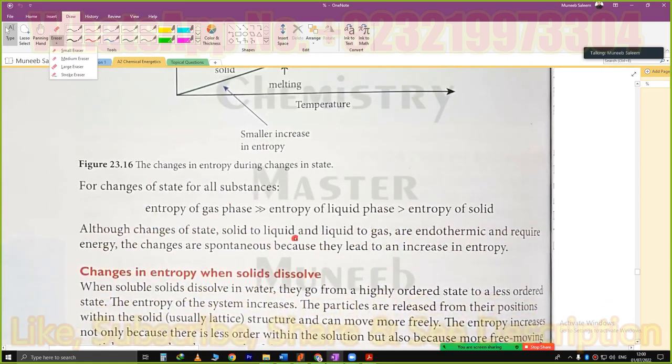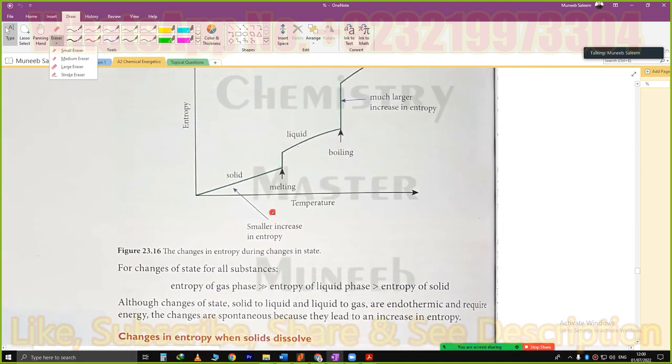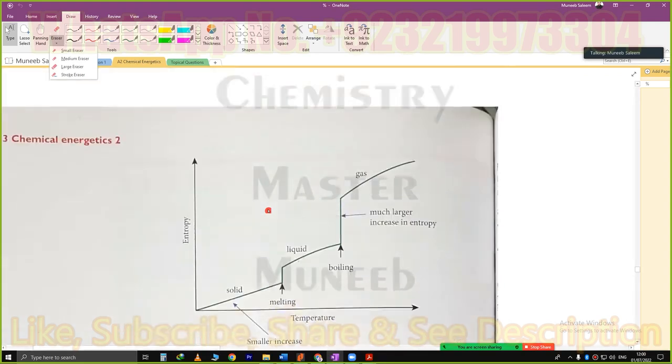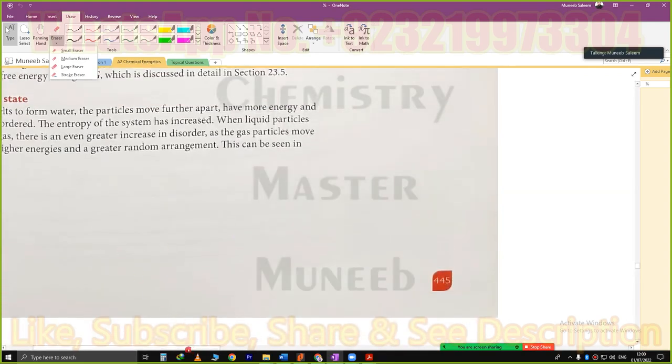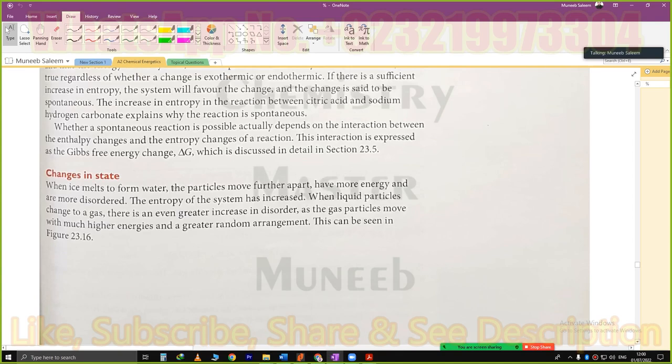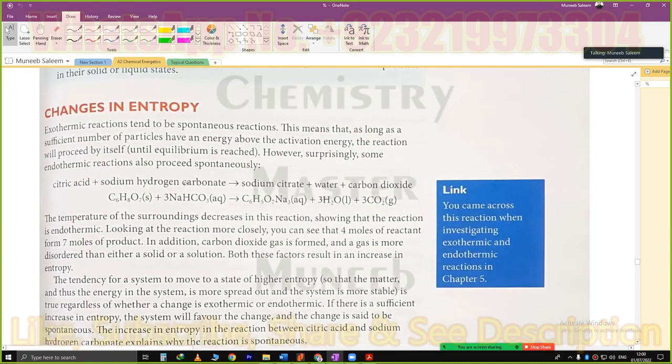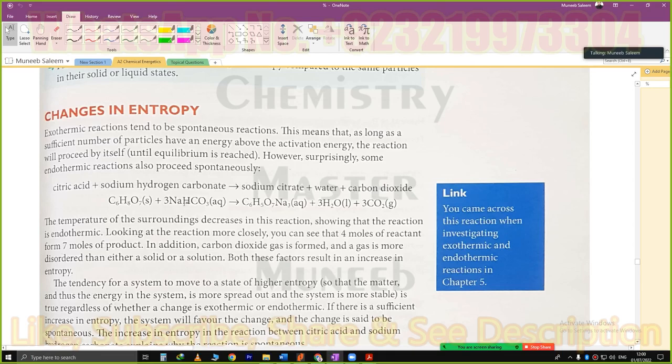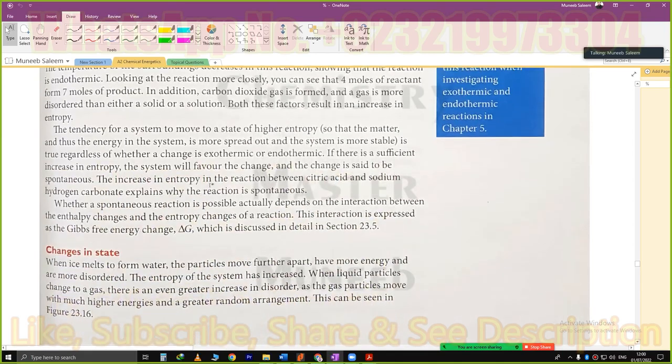Although the changes of state, solid to liquid and liquid to gas, are endothermic and require energy, the changes are spontaneous because they lead to an increase in entropy. So you have to memorize all these points when you are finding the change in the entropy. You have the change in state, the number of species, how many species are present, and then we have the complexity of the molecule, which one is smaller, which one is greater, plus there is also a link with the temperature, like whether the reaction is endothermic or exothermic.